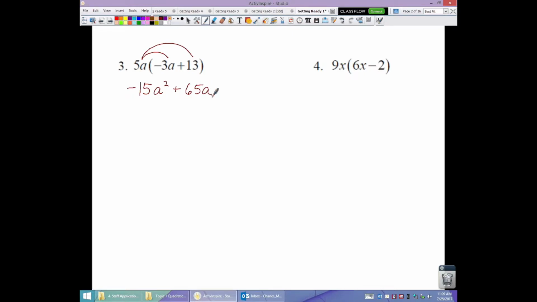These two terms are not like terms. This one has a squared, this one has just an a, which is to the first power. So you cannot do anything else with that. That cannot be simplified any further. Number 4, 9x times 6x, we've got 54x to the second. And then 9x times negative 2 is negative 18x.